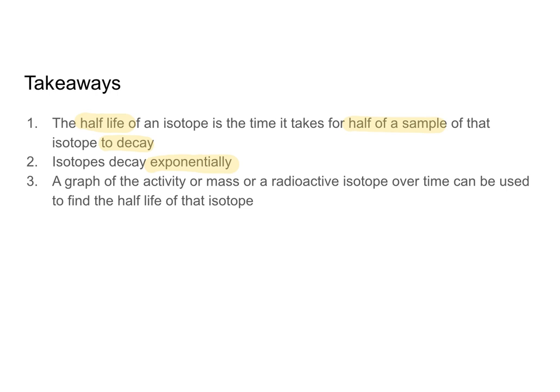Finally, we can use a graph of the activity or mass of a radioactive isotope to figure out what that half-life is. And we did that by looking at the initial amount of our sample and figuring out where on the graph we reached half of our initial amount of our sample.